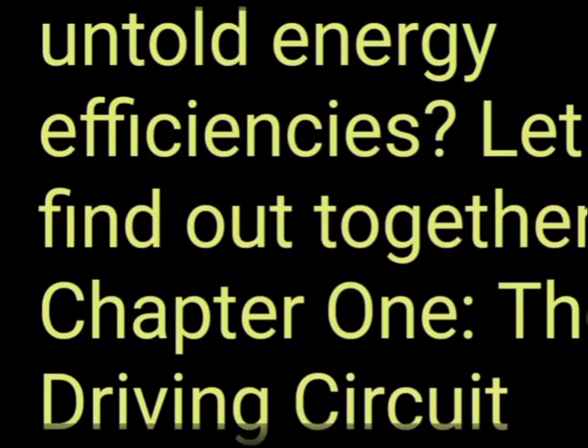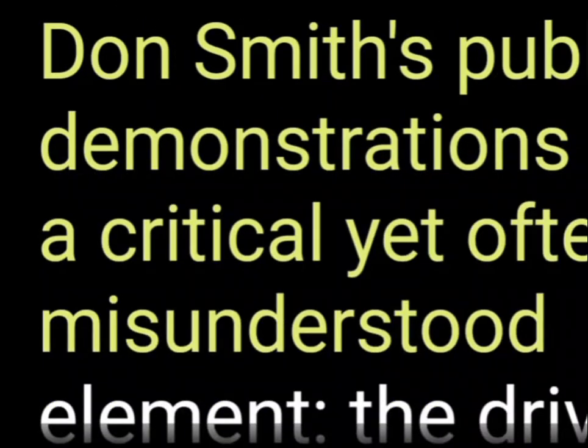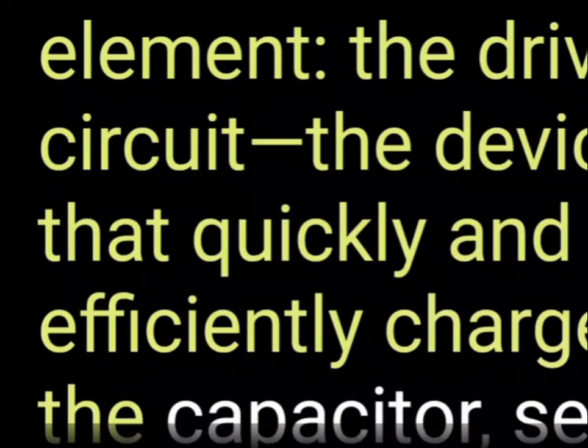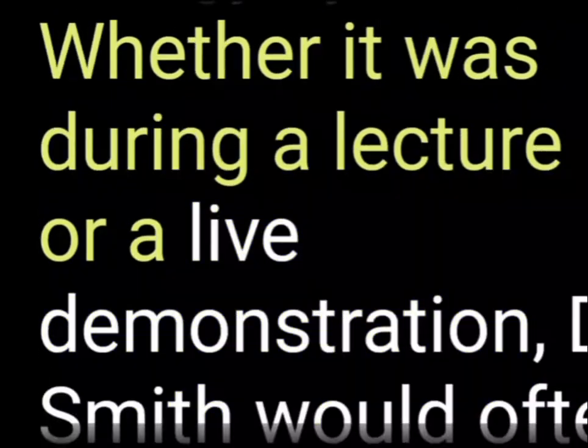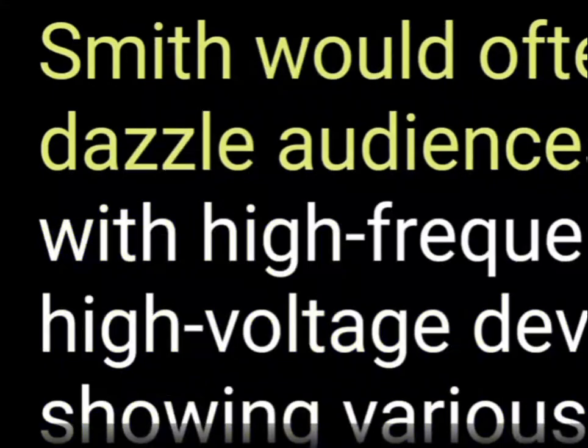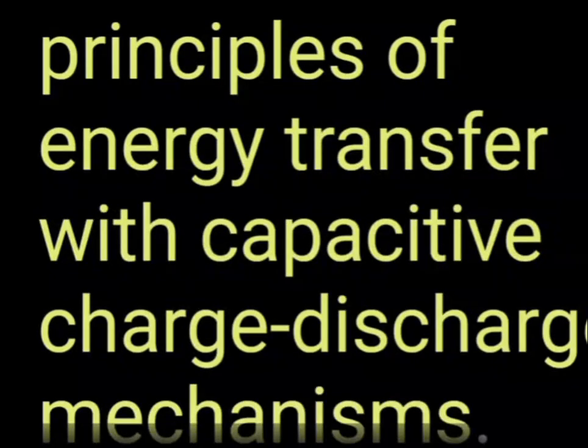Chapter 1. The driving circuit, charging the capacitor. At the heart of Don Smith's public demonstrations lies a critical yet often misunderstood element, the driving circuit, the device that quickly and efficiently charges the capacitor, setting the foundation for the rest of the energy system. Whether it was during a lecture or a live demonstration, Don Smith would often dazzle audiences with high-frequency, high-voltage devices, showing various resonance systems that appeared to combine Tesla-like principles of energy transfer with capacitive charge-discharge mechanisms.